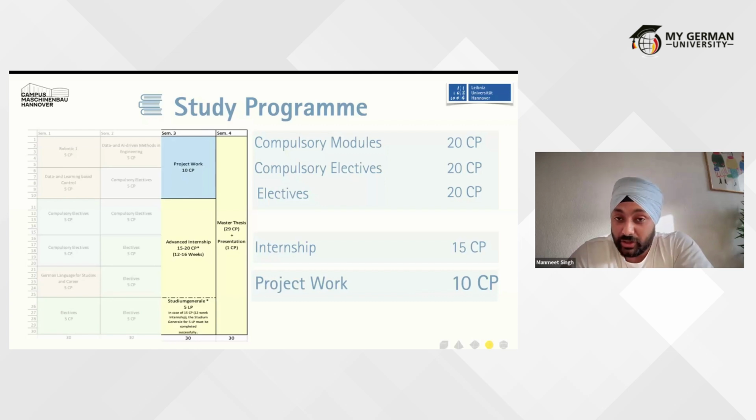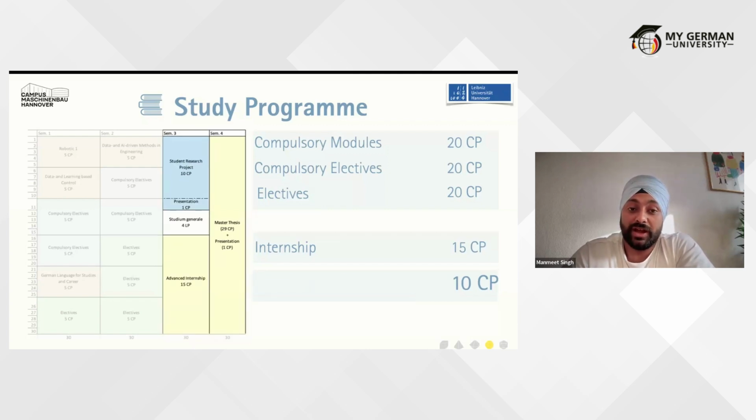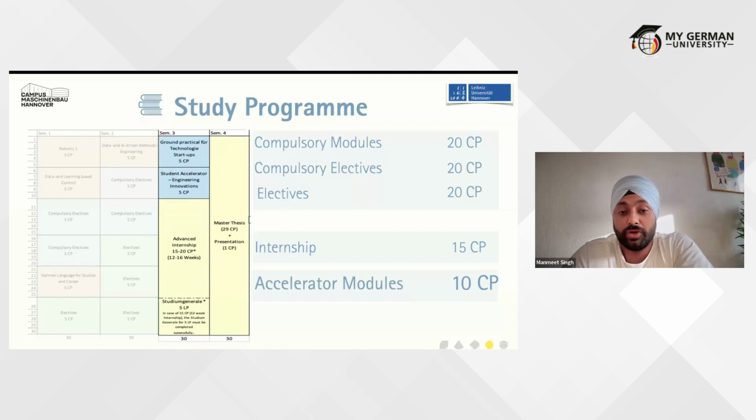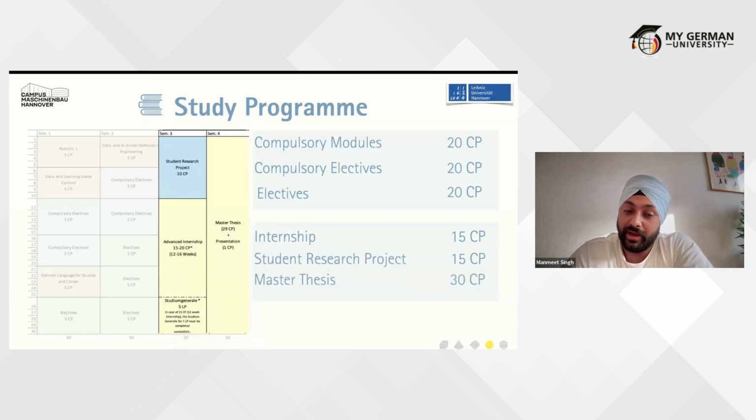Then we have the project work. That's the second variant of the curriculum, where instead of doing the student research project, you do the project work. Then we also have the third one, where our accelerator modules are. It's like practical technologies for startups and also engineering innovations. These are modules which will prepare you for the industry, or for the part of industry which is more into consultations or startups. These modules will help you to build a profile in that direction. And at the end of the master's, we have a master thesis for 30 credit points.